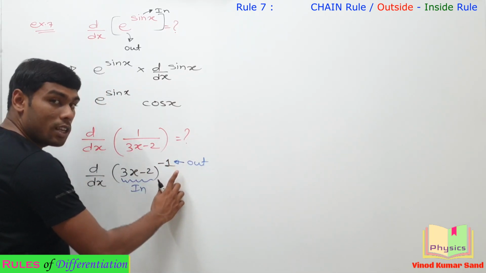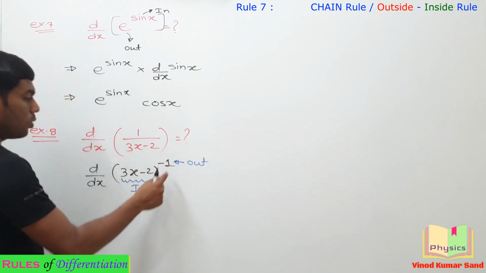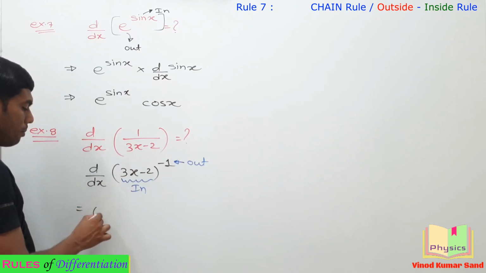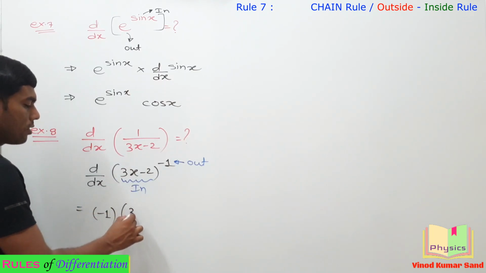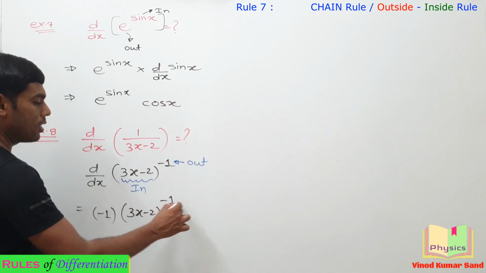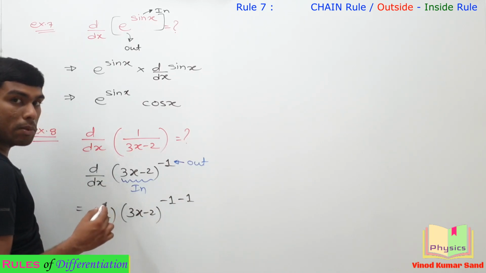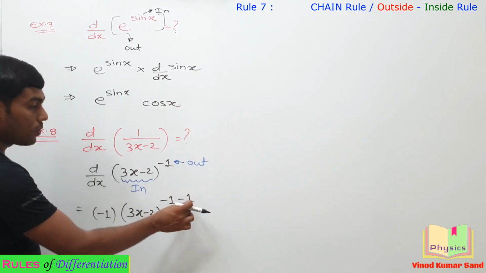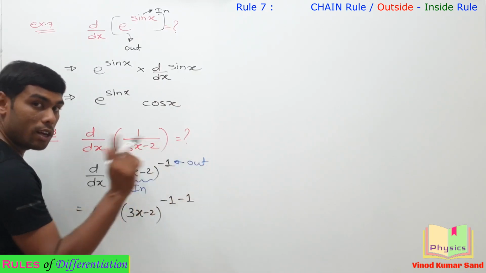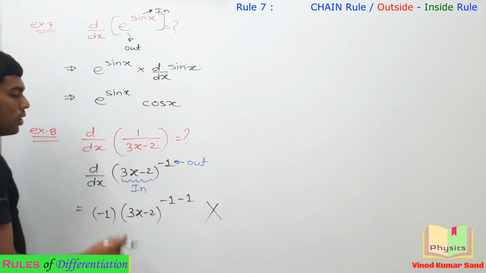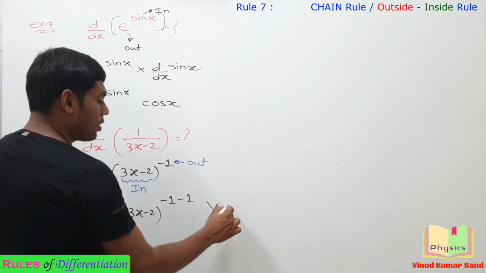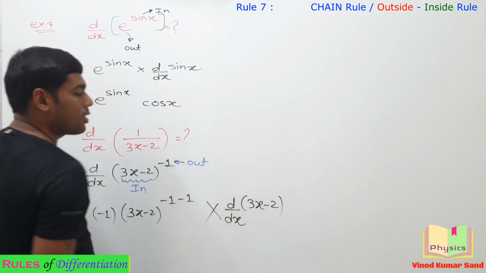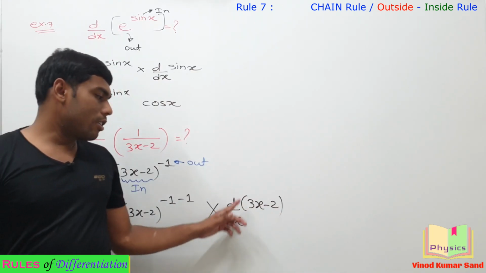First we'll differentiate the outside function. So the differentiation of the power, you all remember how you operate that. Minus 1 will be here, (3x minus 2) to power minus 1 minus 1. Remember that: n times something to power n minus 1. Yet we have differentiated only the outside function. Now we need to differentiate the inside function. So d by dx of 3x minus 2. You know the result of this differentiation.